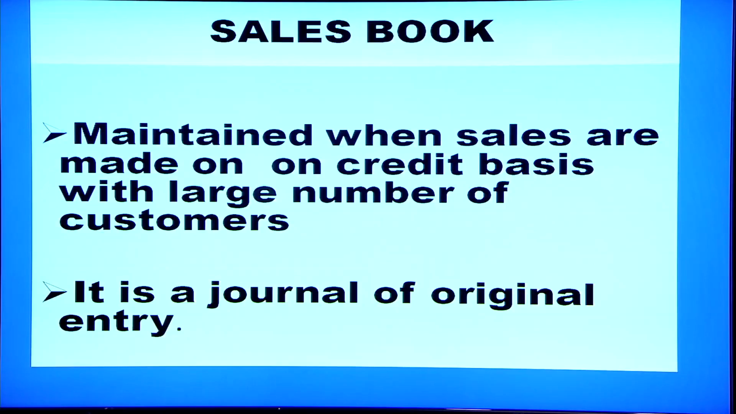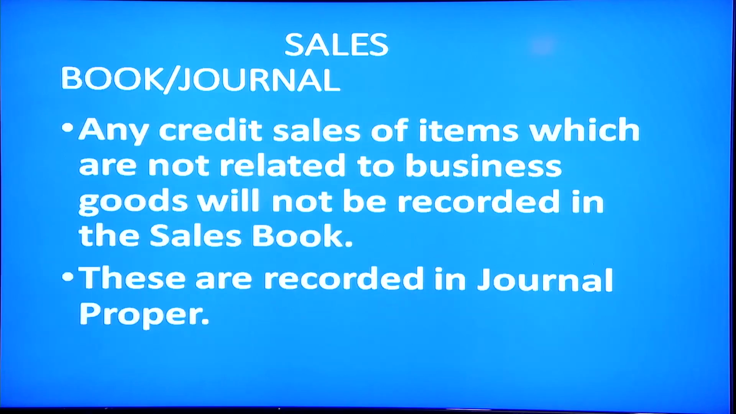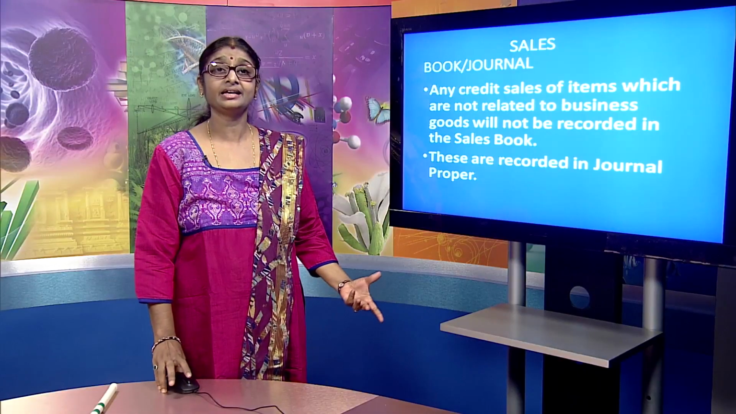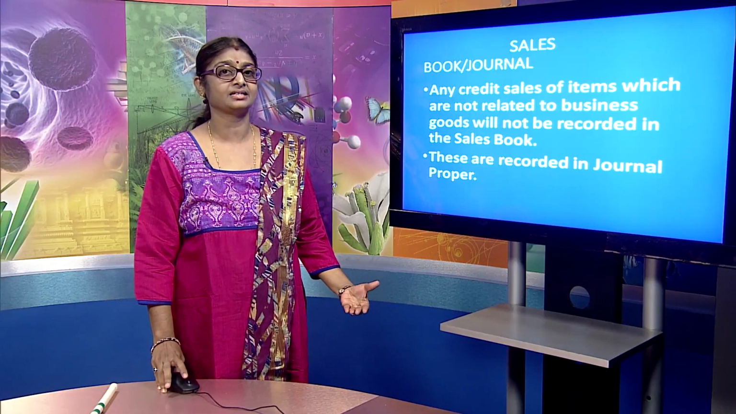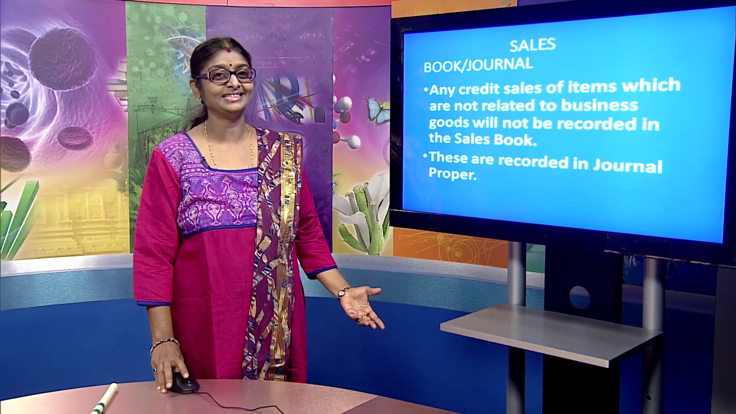The sales book is maintained when sales are made on a credit basis with a large number of customers. It is a journal of original entry. Transactions related to selling of goods against cash are not recorded in the sales book. These are recorded in the cash book. Any credit sale of items which are not related to business goods will not be recorded in the sales book. That is, any credit sale of an asset will not be recorded in the sales book. These are recorded in the journal proper.